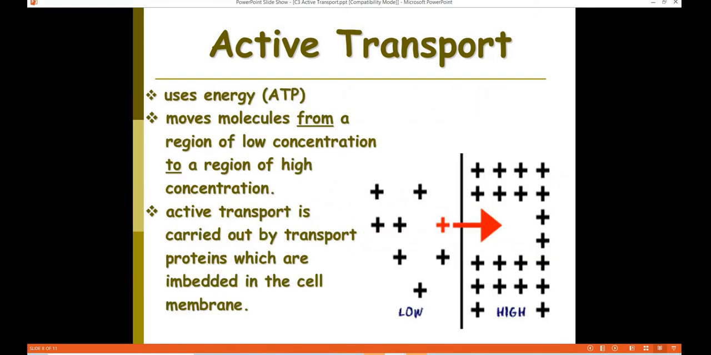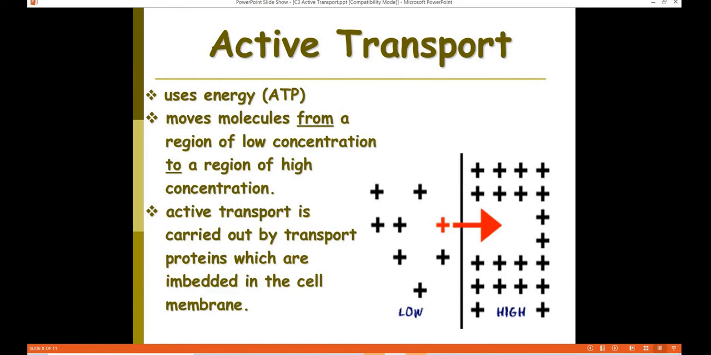Now let's also check from the slide which you have. You can see on this slide here, active transport uses energy, which is ATP, adenosine triphosphate. It moves molecules from a region of low concentration to a region of high concentration. So you can see this is a region of low concentration and this is a region of high concentration. So this is how active transport is done from low to high, which is against the concentration gradient. As it is going against the gradient, the ATP, the energy, is used up. Active transport is carried out by transport proteins which are embedded in the cell membrane.